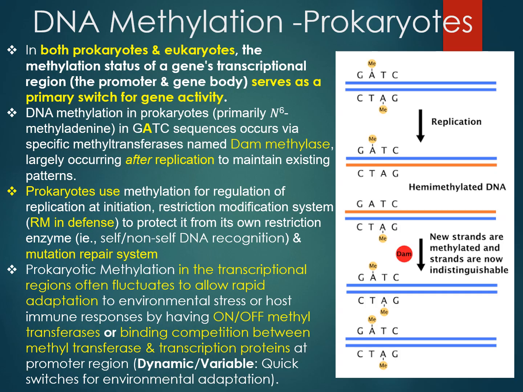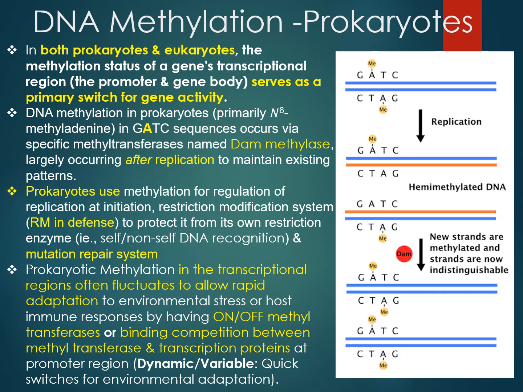Let us see the role of DNA methylation in repair. Methylation is very important even for prokaryotes and eukaryotes. They serve as a primary switch for gene activity. So let us explain the importance of DNA methylation. DNA methylation in prokaryotes happens at A in the sequence GATC. This occurs in the origin of replication as well as in the gene body. It is done by the Dam methylase enzyme after replication.